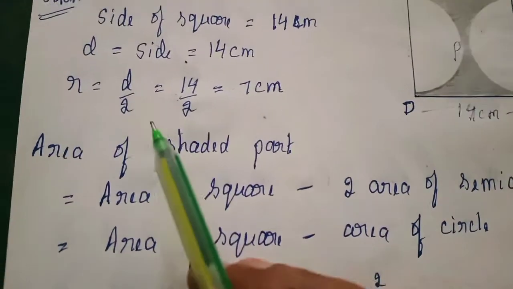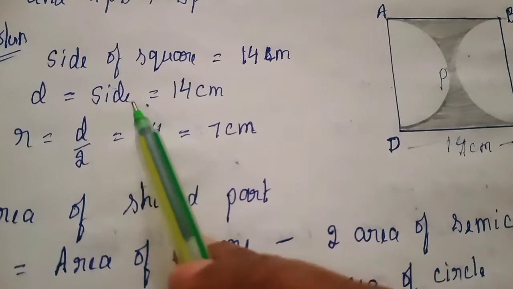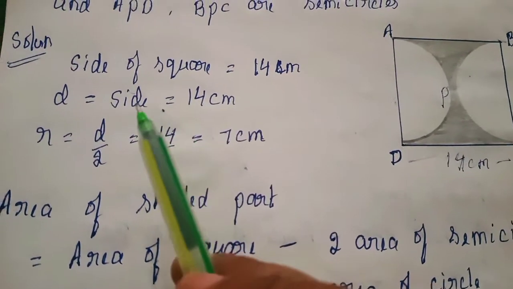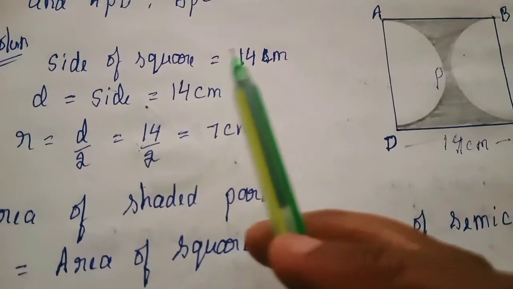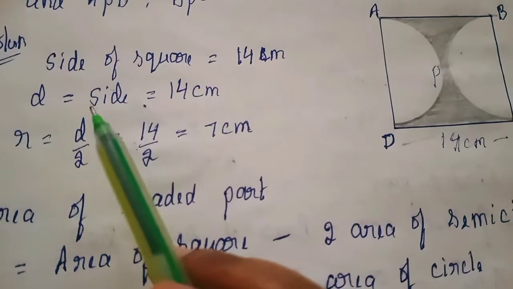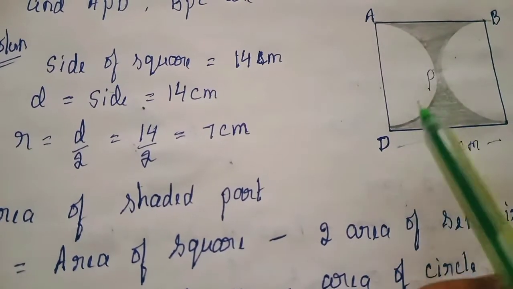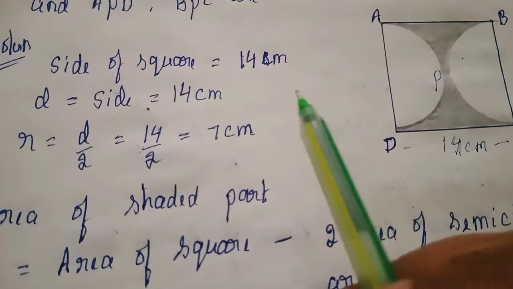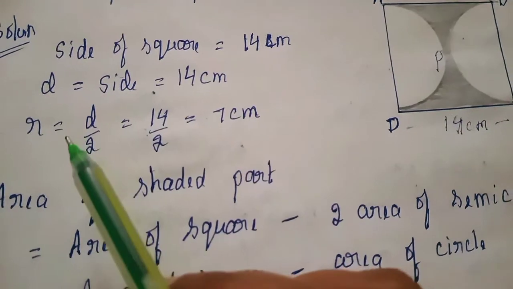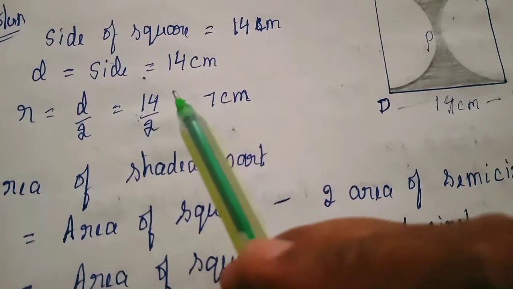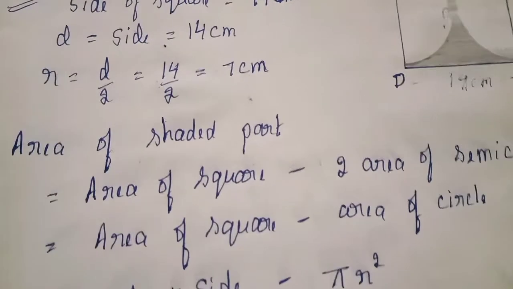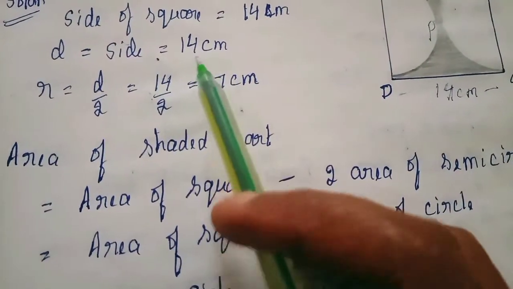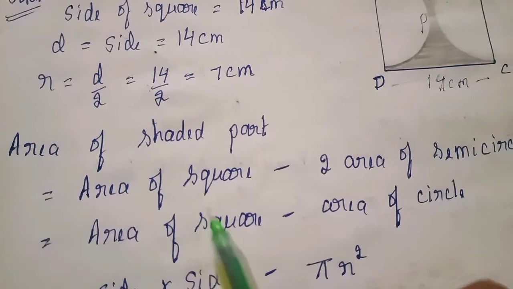So what is the diameter? Diameter is nothing but the side of the square. He has not given it in the question, but you need to understand that side and diameter are both the same because the semicircle is standing on the side of a square. That is 14. Now what is the radius? Radius is d by 2, that is 14 by 2, 7 centimeter. Be careful, diameter is 14. Directly don't take 14 centimeter into the formula.